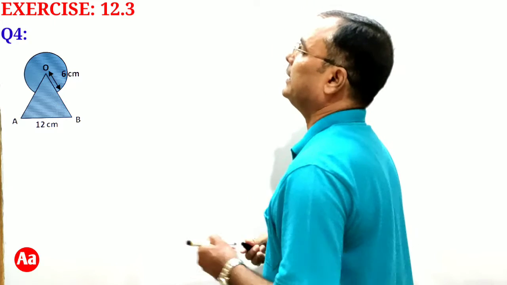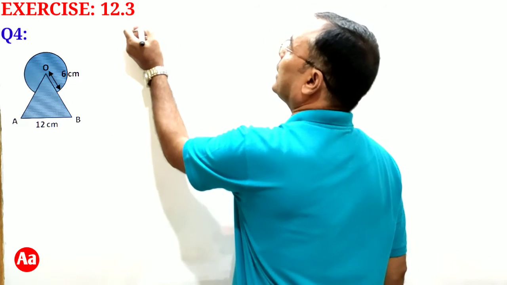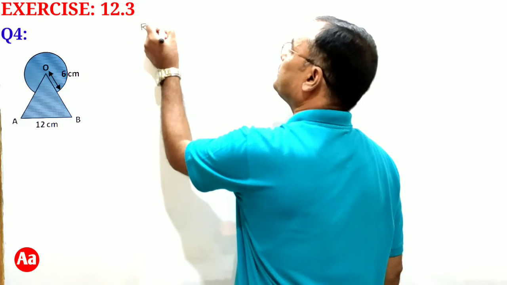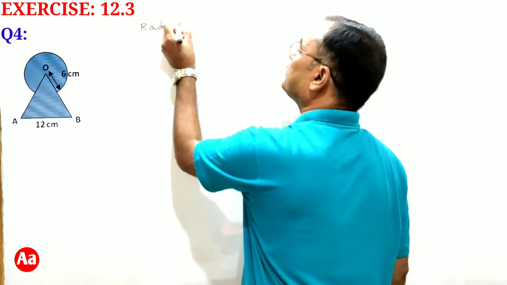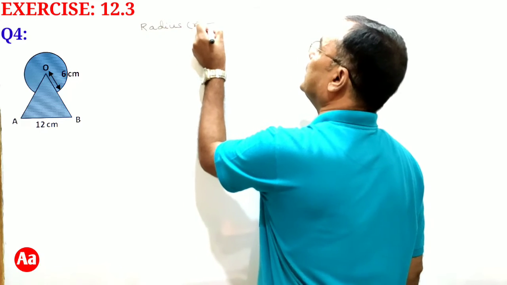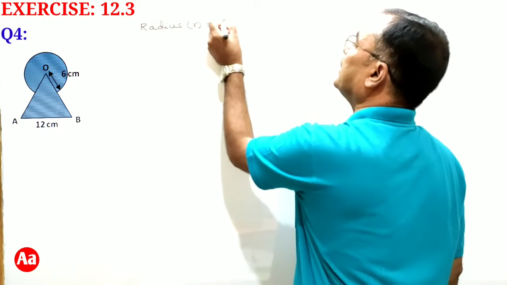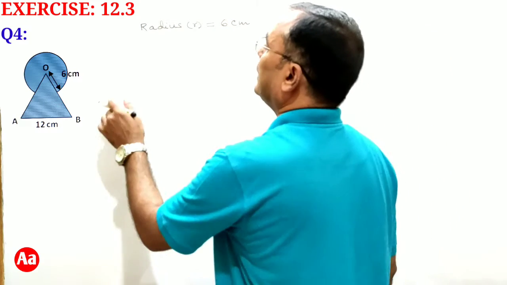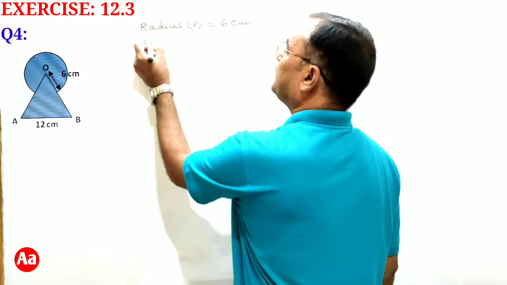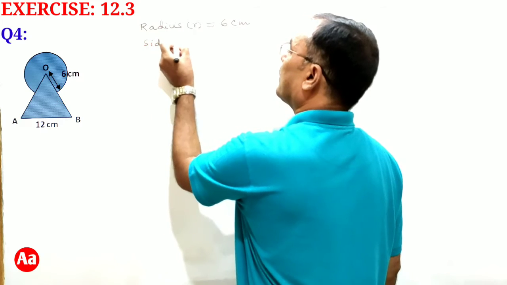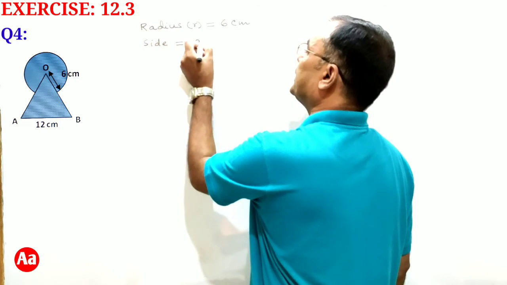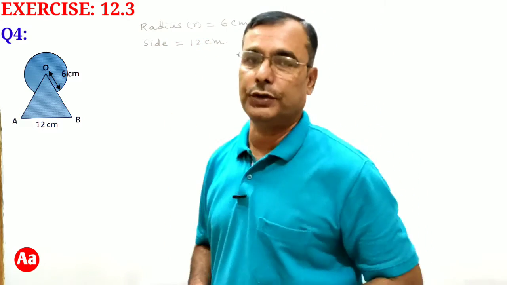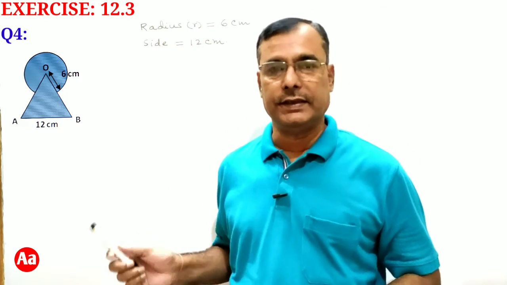So let's first write the radius of the circular arc. R is equal to 6 centimeter. And side of equilateral triangle 12 centimeter, and we are going to find out the area of this shaded region.